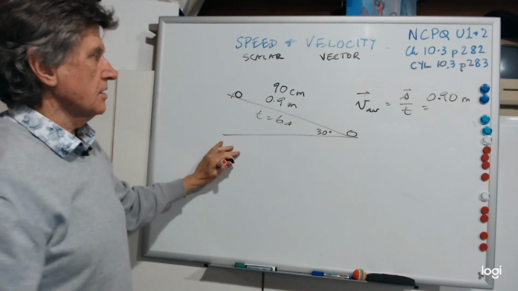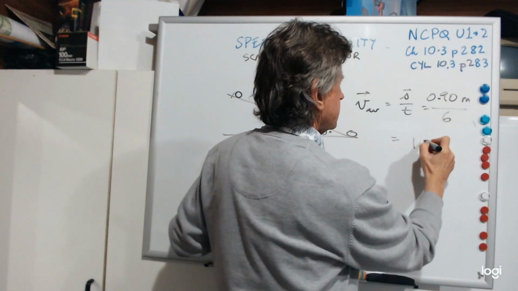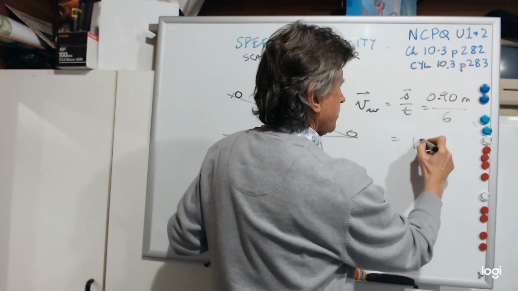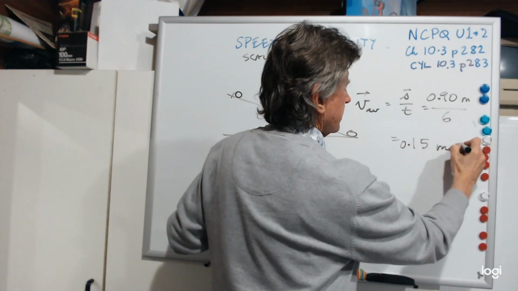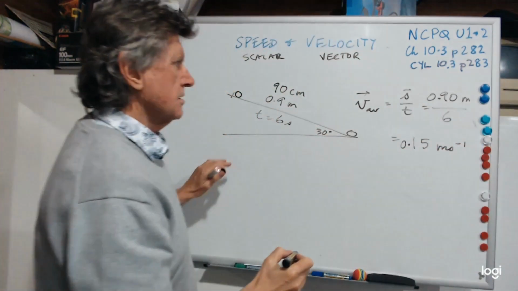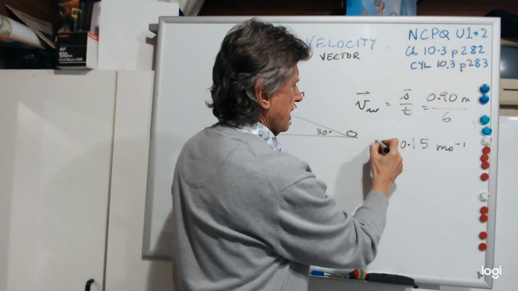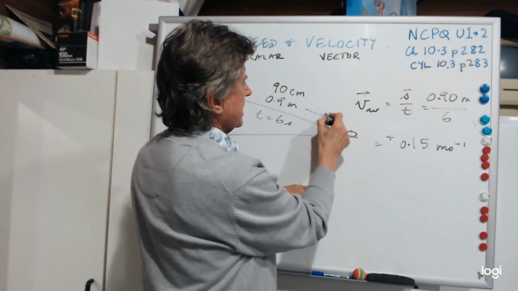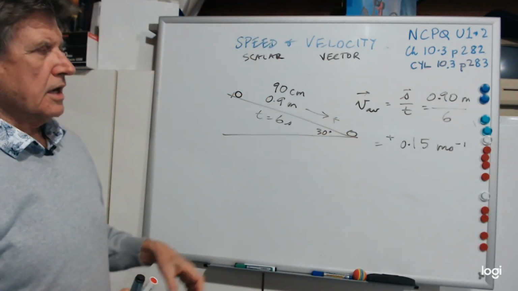Okay, so it's just over 6. That's, what's that, 0.15 metres per second. Is that right? Yeah, 0.15 metres per second. And that's, if you're saying the downward direction is positive, you'd say something like that. Okay, now that's what you're going to get.